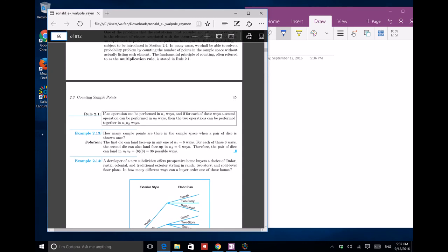How many sample points are there in the sample space when a pair of dice is thrown once? If you're throwing a pair of dice once, the first die has 6 points. The second one also has 6 ways, 6 different outcomes. Together there will be 36 outcomes.